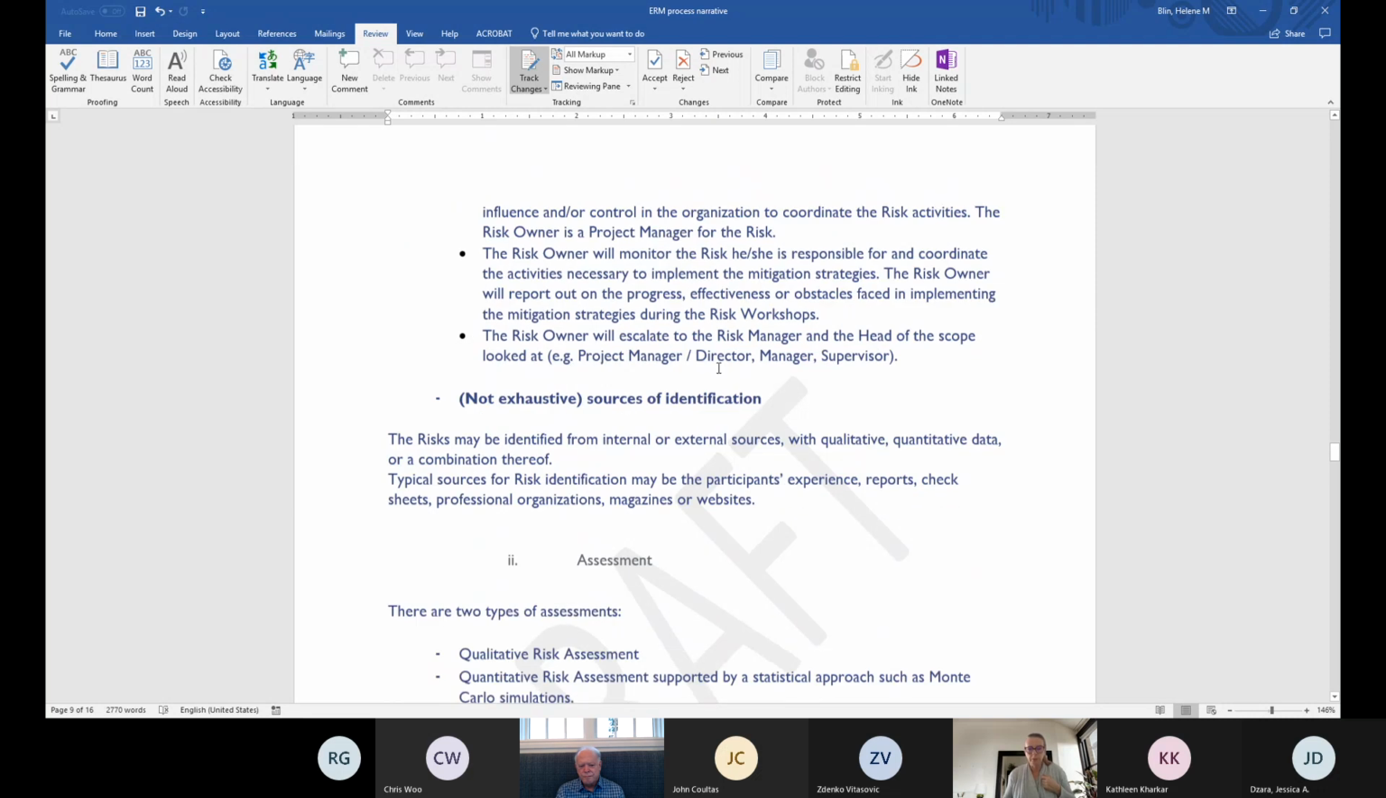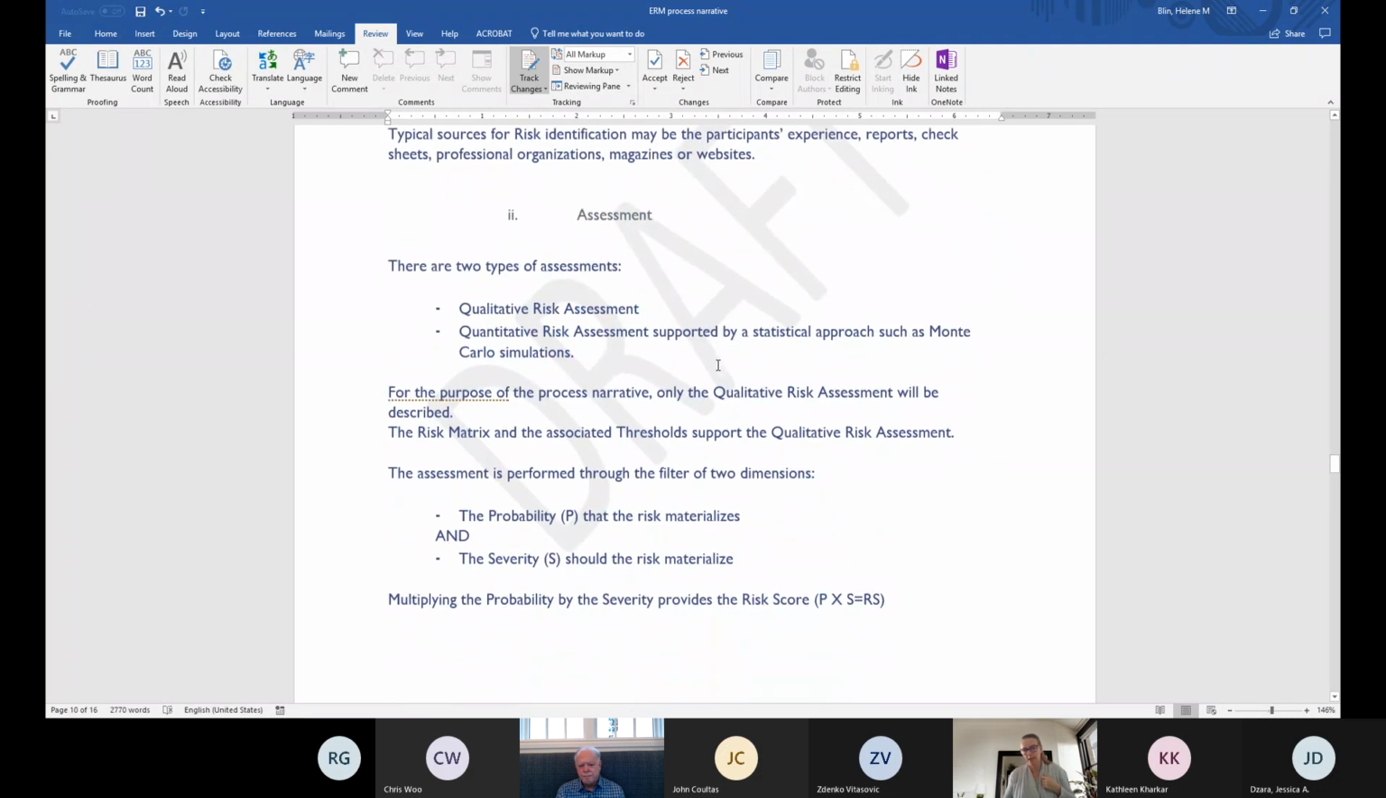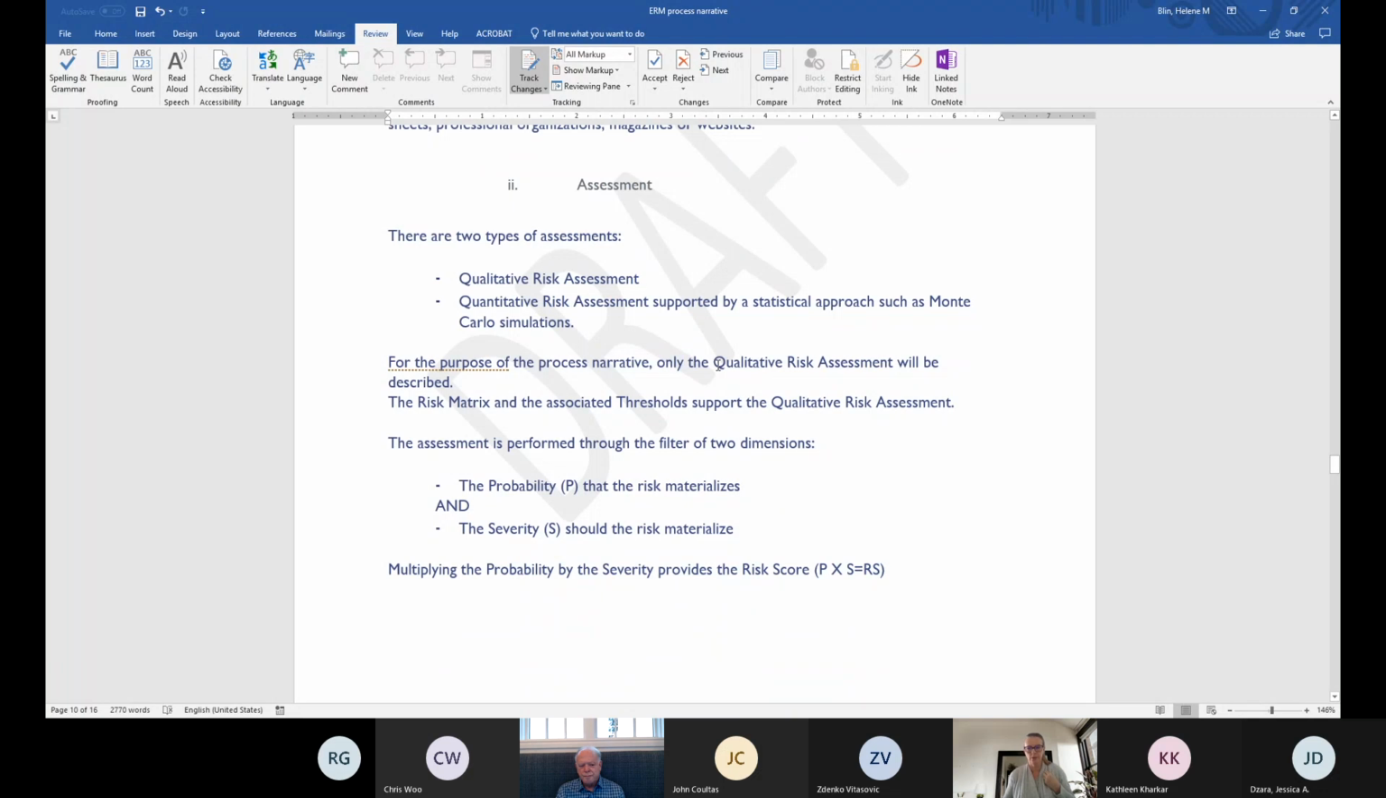For the assessment, here I have laid down that there are two types of assessment, but for the purpose of this document, we are going to talk only about the qualitative assessment. And why? Because if you have your risk management culture established, your risk tool established, your processes established, and you have already implemented it for a couple of years, then you can start thinking about the quantitative risk assessment. You don't want to bring this first, otherwise you are going to scare people and nobody is going to want to embrace risk management as a process and a culture.